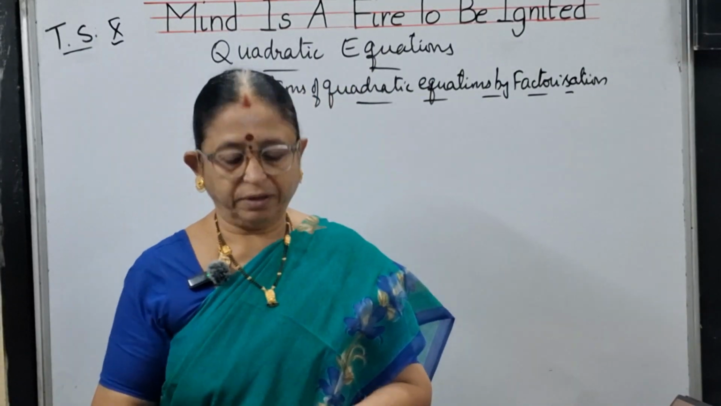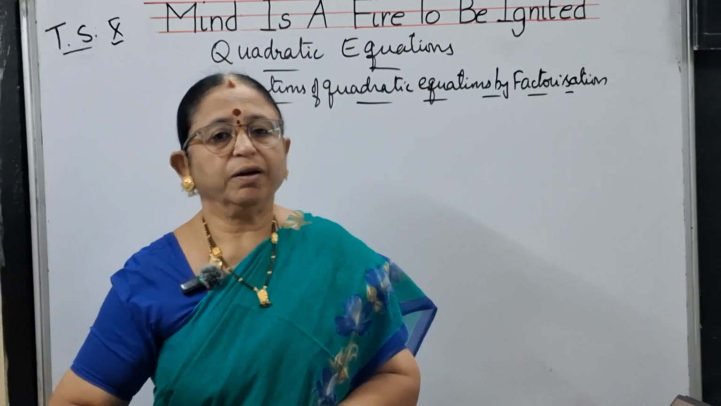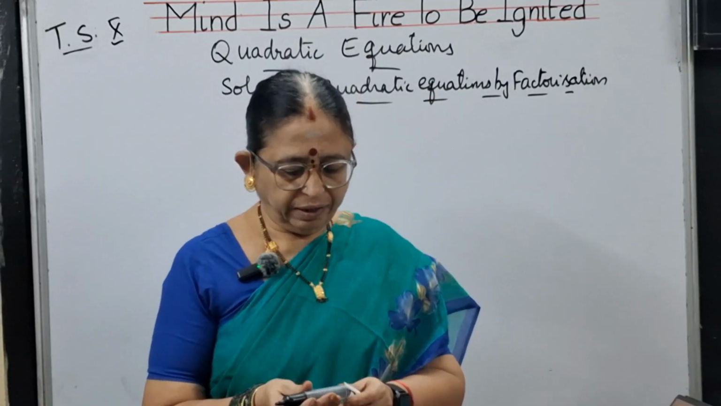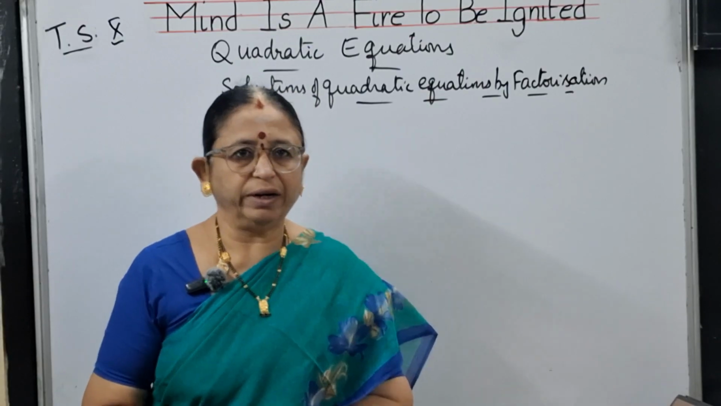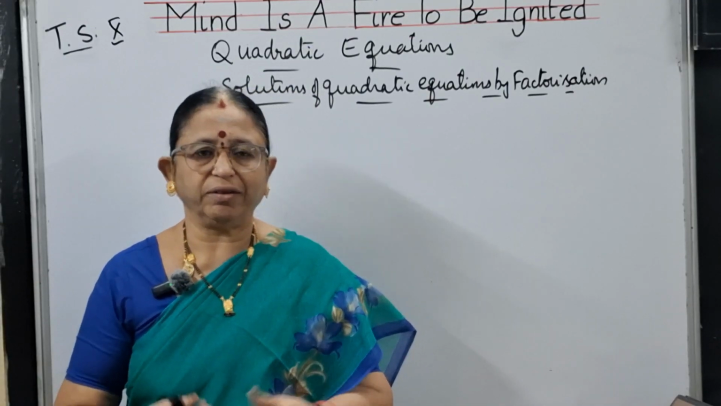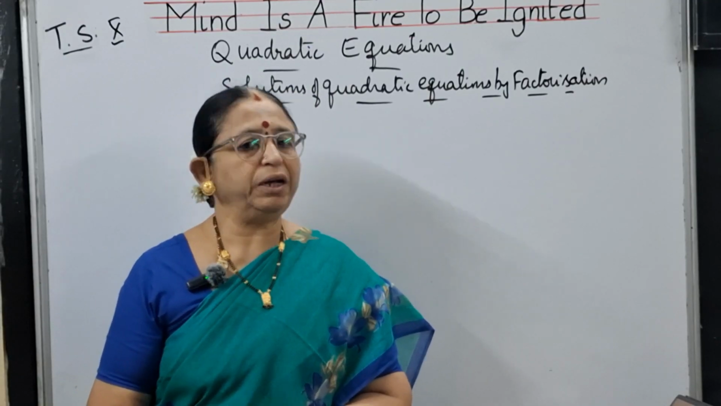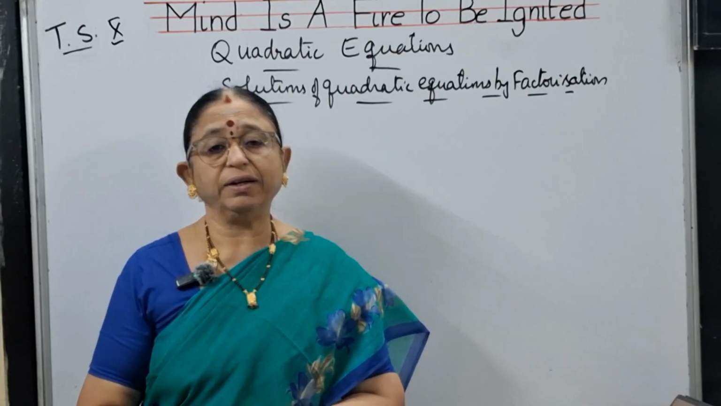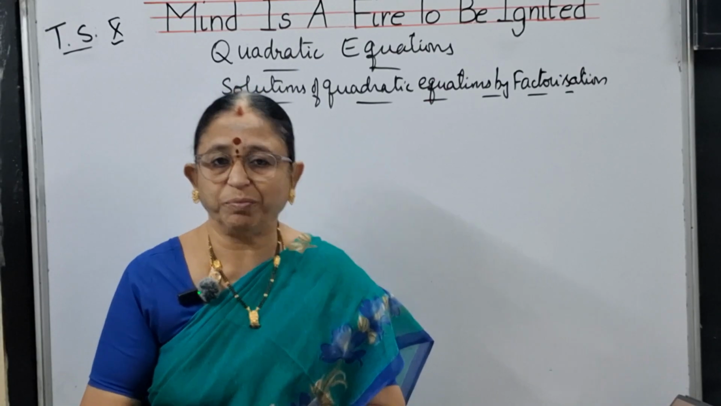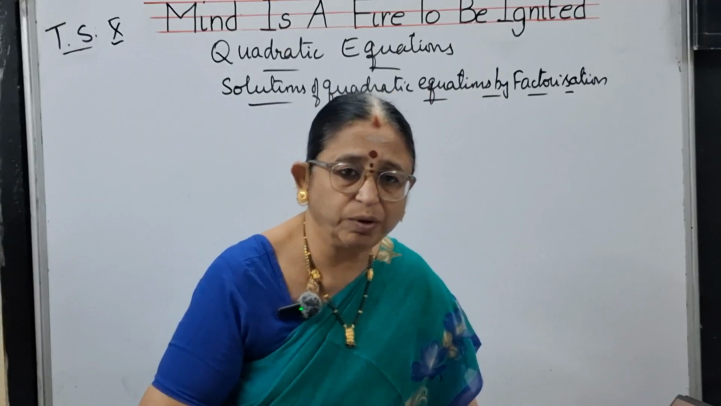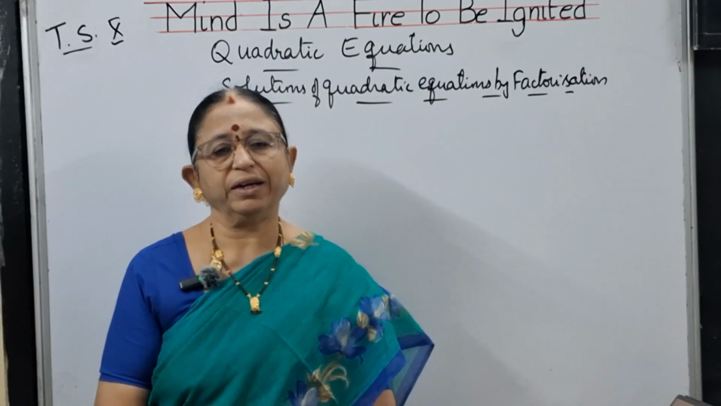Now I am dealing with 10th class maths, quadratic equations. In the earlier class we have done about how to identify quadratic equations. What is a quadratic equation and how they are to be identified. We have learnt that any equation which is in the form of ax square plus bx plus c is equal to 0 is considered as quadratic equation.